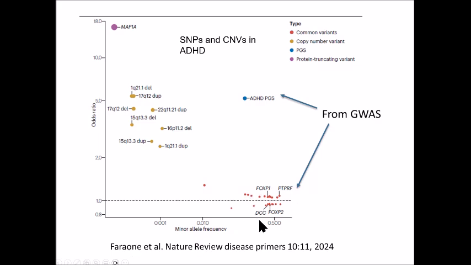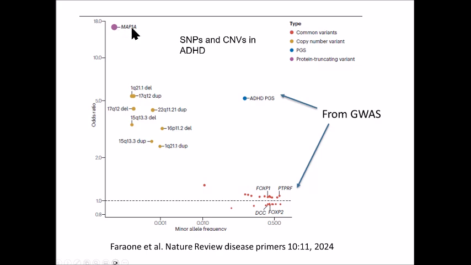Here are all the SNPs in these different genes. Very common, but very small effect. Here are a bunch of medium-sized deletions and duplications. These do have a stronger effect for ADHD, but they're rare. And this is extremely rare, but very potent.